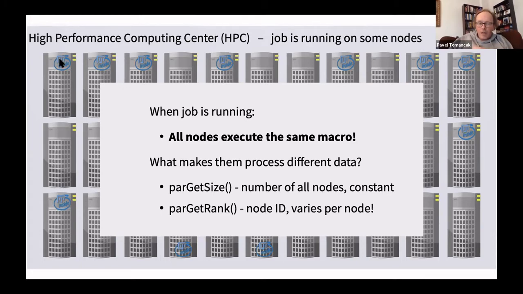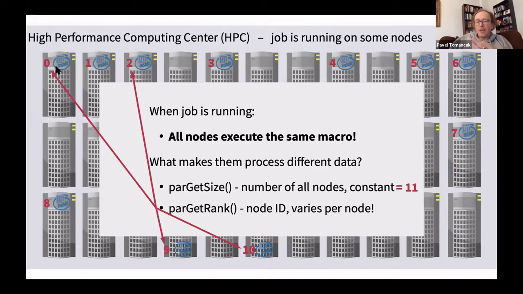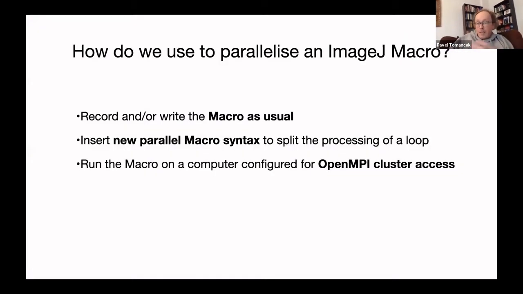So if the macro runs on this computer here and it asks for par get rank, it will get a number which is zero. But if the very same macro runs on another computer, it will get another number. It will have the number one, and two, and three on this one. They all will know that they have 11 in total. This is super simple, but this is all you need to know in order to parallelize ImageJ macros. So let's see how it's done, right?